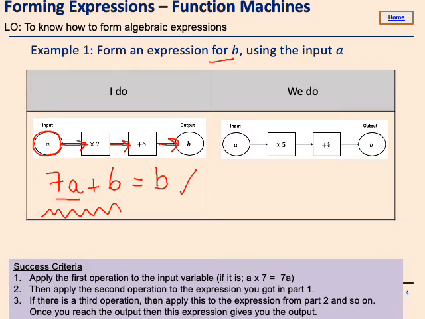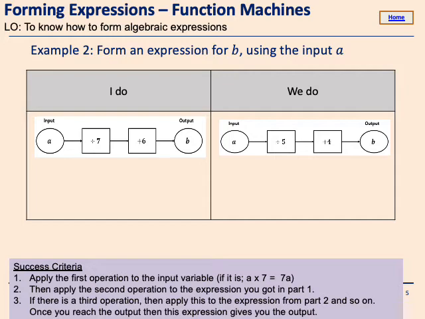Okay, so we start with a. We're doing 5 times a. So 5 times a. Okay, and then we're adding 4. So our expression is 5a plus 4. And when we know what a is, we'll plug that into there and that will tell us what b is. Give yourselves the mark if you got that right.